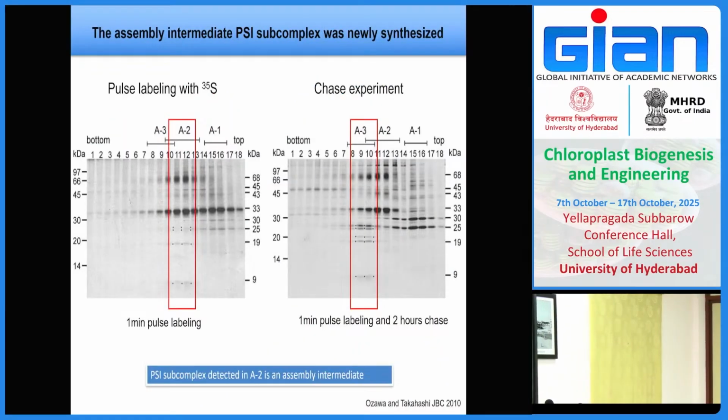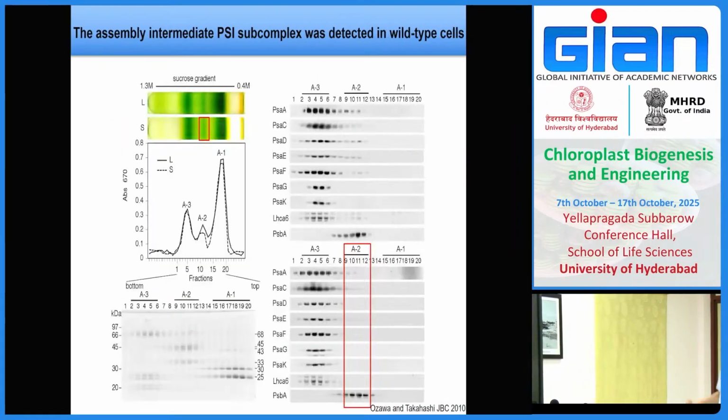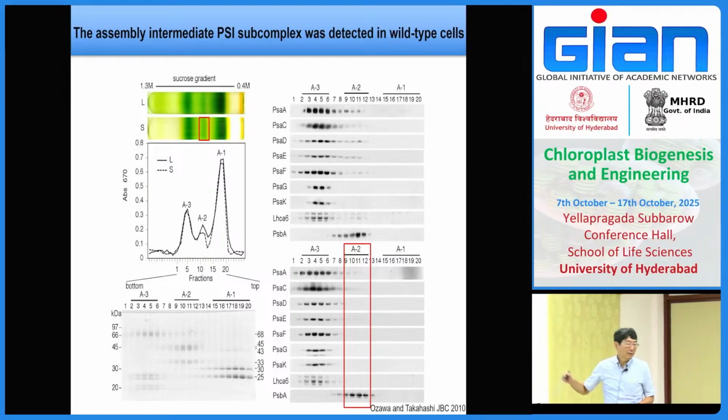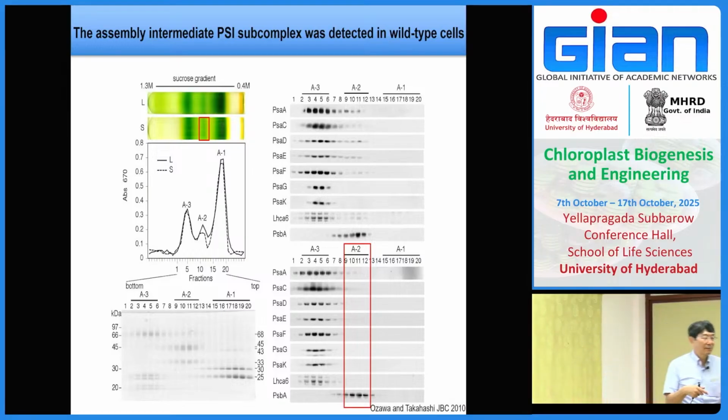You see, this is consistent with here: G and K are lacking, deficient, and LHC1 is very low. So before LHC1 and PSAG and K are assembled, the PS1 core subcomplex accumulates. This is the only assembly intermediate we could detect, because the following step is rate limiting and slow. So transiently, this subcomplex accumulates to a detectable level. Okay, so that's it.